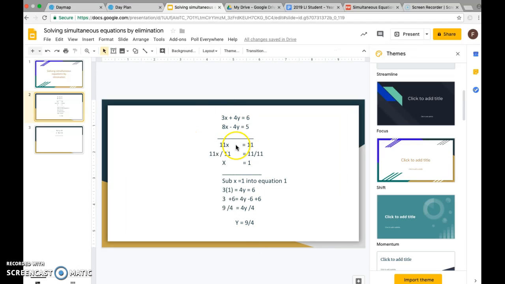So that's the simpler ones, when you've just got a plus variable in one equation and a take variable in the other equation. You can just add the two together, and because one's plus and one's take, you'll actually just eliminate one of the variables, which is why it's called solving by elimination.